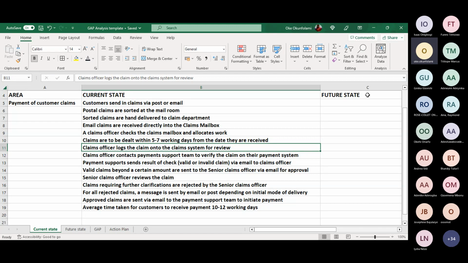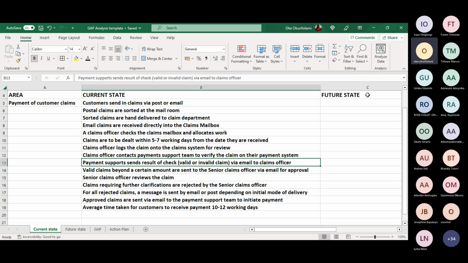So that was just a business requirement, right? As in terms of the time frame or deadlines. The claims officer logs the claim onto the claim system for review, and then he contacts the payment support team to verify the claim on their payment system. The payment support team sends the result of their check, whether it's a valid or invalid claim. So they will check. If it's a valid claim, they will let the claims officer know. If it's invalid, they will also let the claims officer know.